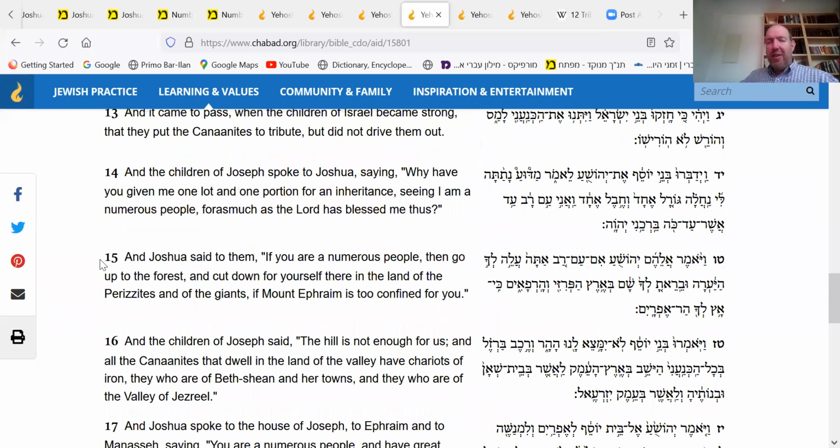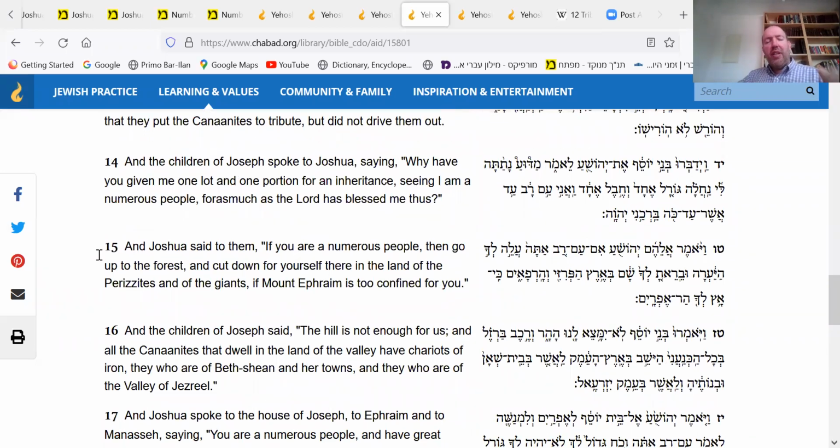And then we have a fascinating anecdotal story. The children of Joseph, once again, we move back to the children of Joseph, not that distinction between Ephraim and Menashe, but as a group. And the children of Joseph spoke to Joshua, saying, "Why have you given me one lot and one portion for an inheritance, seeing I am a numerous people, for as much as the Lord has blessed me thus?" So basically, they start saying, why did I get so minimal a lot, one lot? I'm a big tribe, I have a lot of people. They start complaining that they didn't get enough.